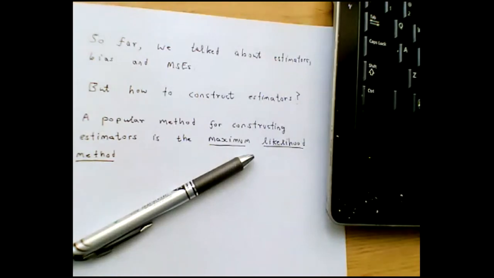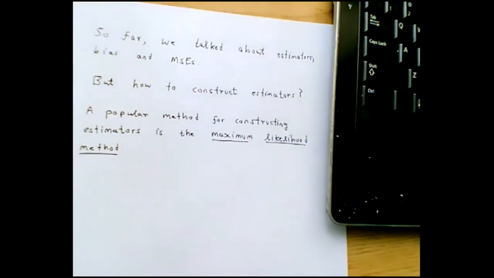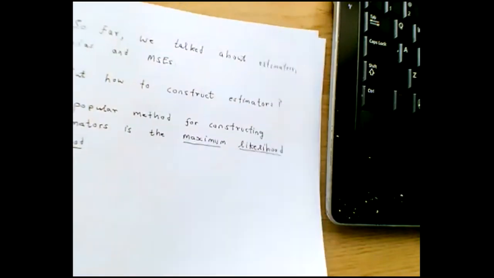Now the thing is, so far the last 2 weeks I talked about point estimation. We talked about bias, MSE, unbiasedness, asymptotic unbiasedness, consistency, and so on. But what I haven't talked about is how to construct estimators. There are many methods in statistics for constructing estimators. One of the most popular is known as the maximum likelihood method, and that's what I'm going to talk about today.